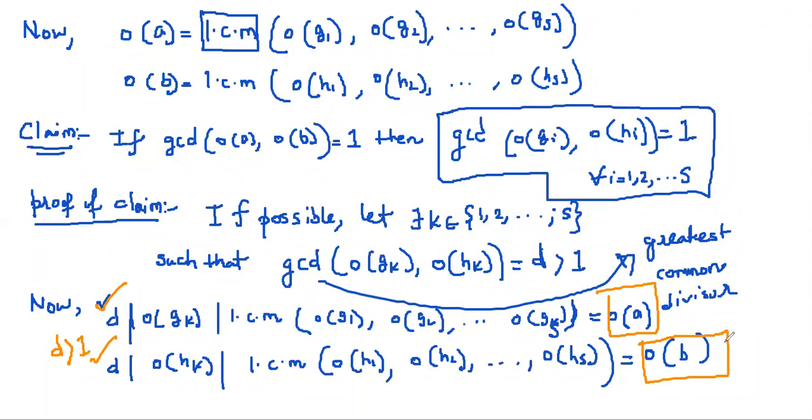What is GCD? GCD is the greatest common divisor. So you already have a common divisor which is more than 1. So this will say that the GCD cannot be 1. This will imply that the GCD of order A and order B is more than D, and D is more than 1, okay?